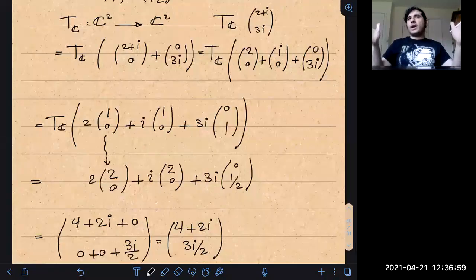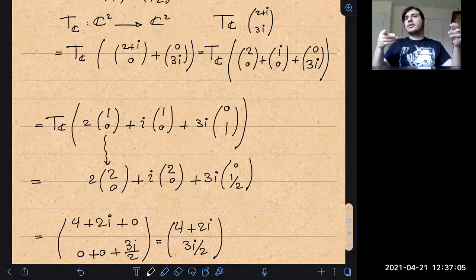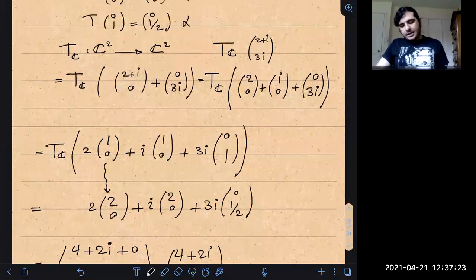Actually, in the same way, we can compute T, complexified T, on any vector in C2. And we should show this is going to be a linear map now, but linear with respect to C, right? It was kind of obvious from the beginning, right? Because what does T do? Look at T.